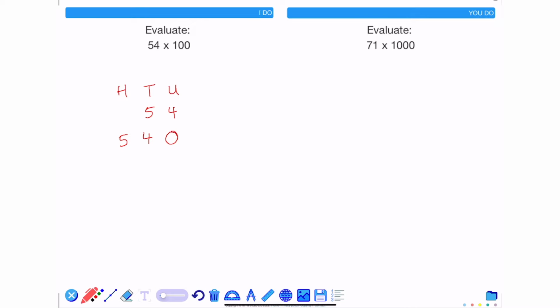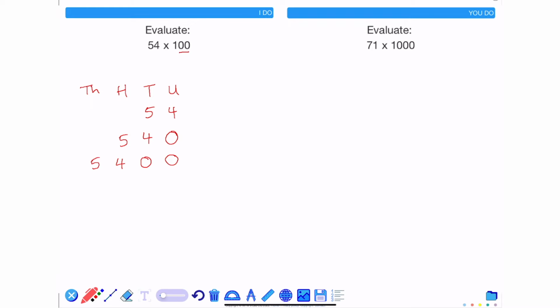But if we multiply 54 by 100, the 5 moves 2 places to the thousands column, the 4 moves to the hundreds, and then we've got a 0 in the tens and a 0 in the units. A good way of remembering how many places the digits will move is by looking at the number of zeros in the multiplying number.